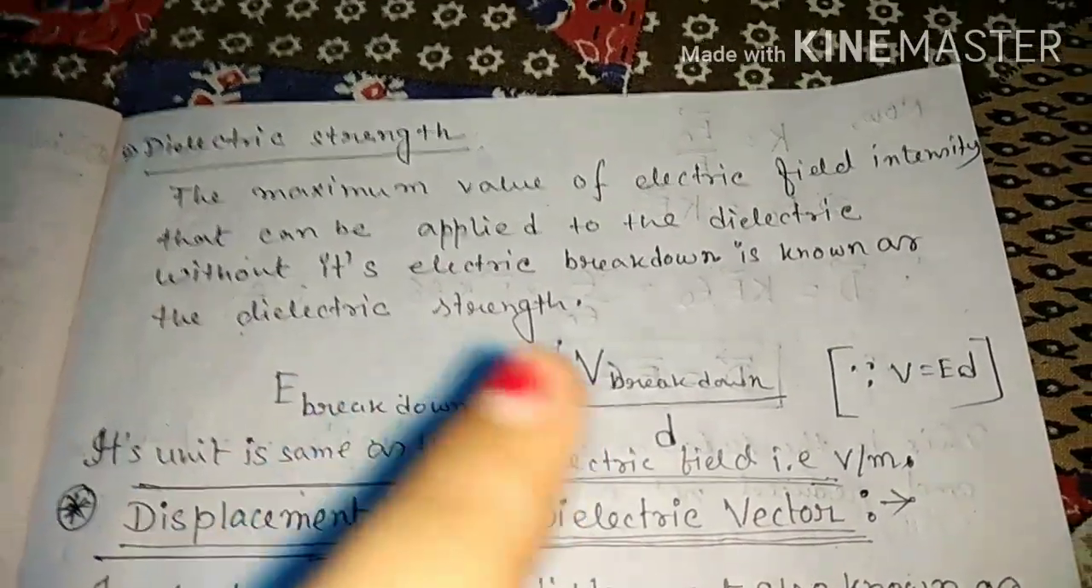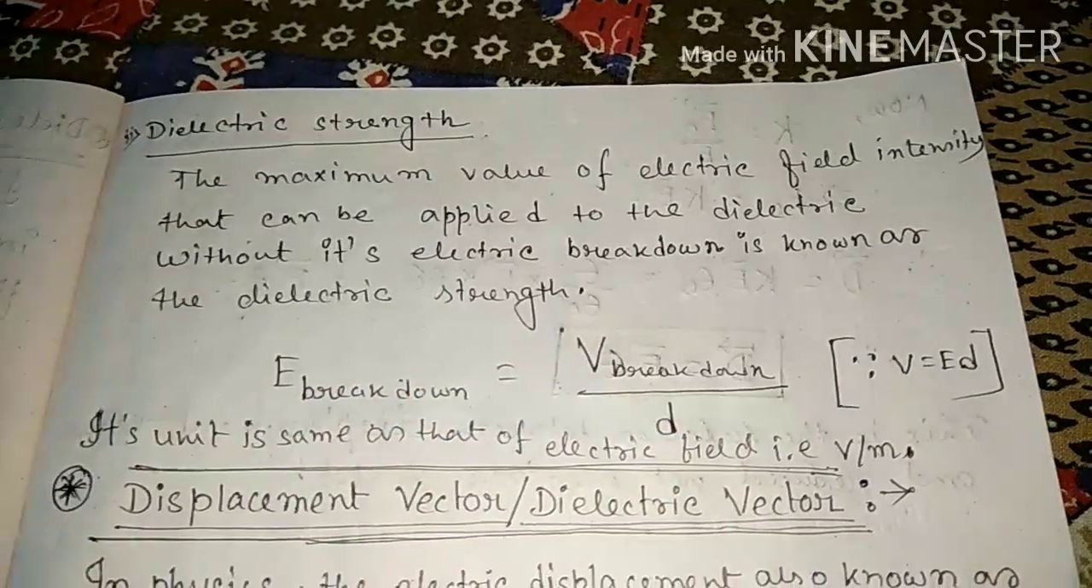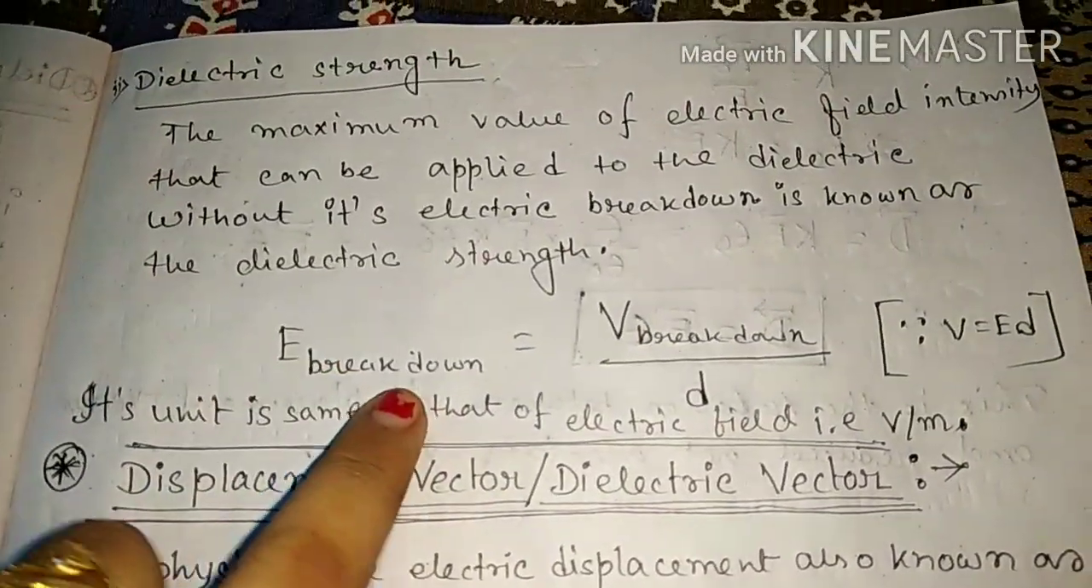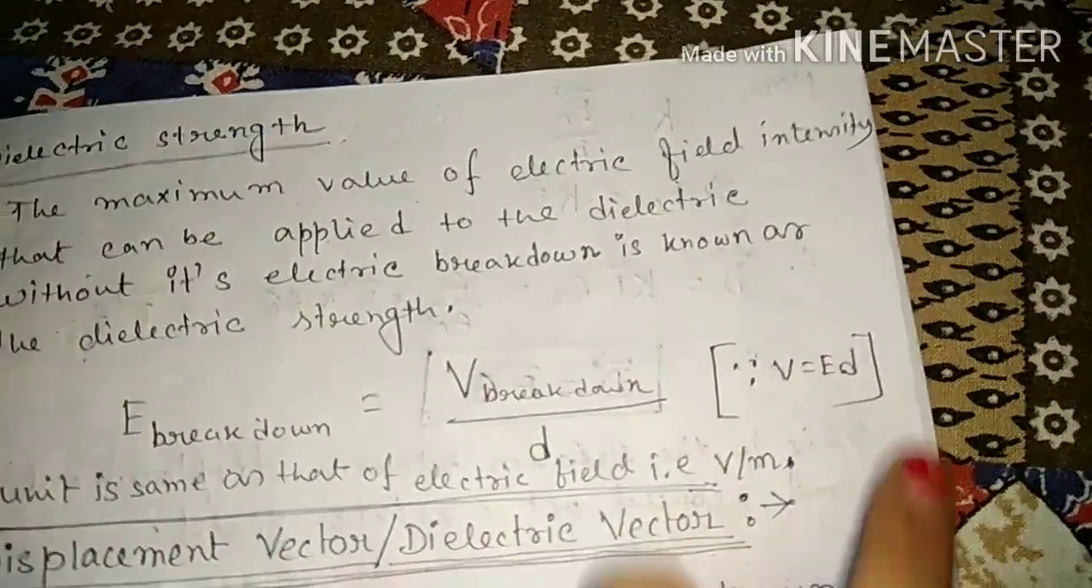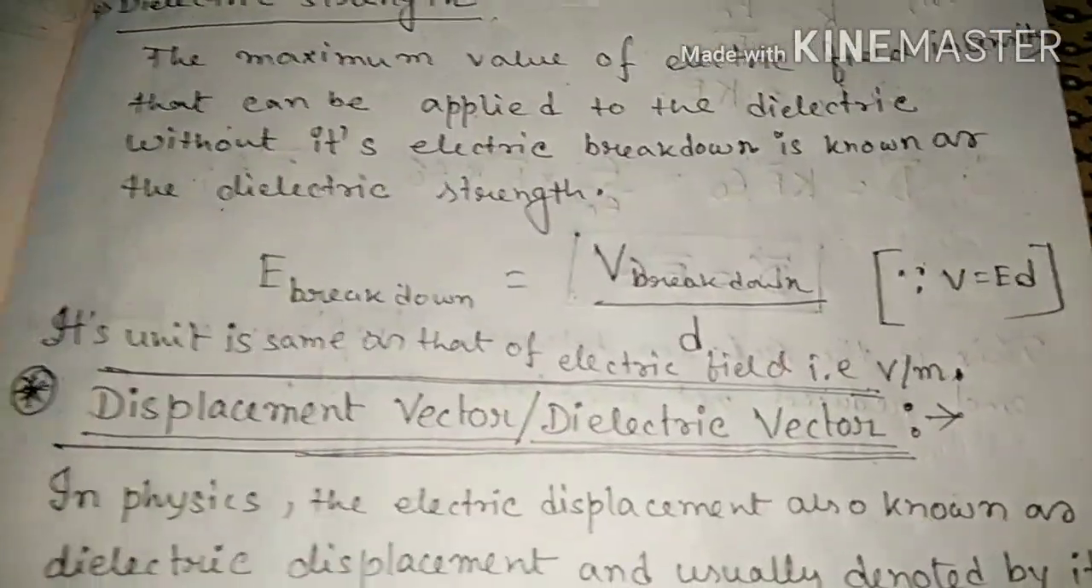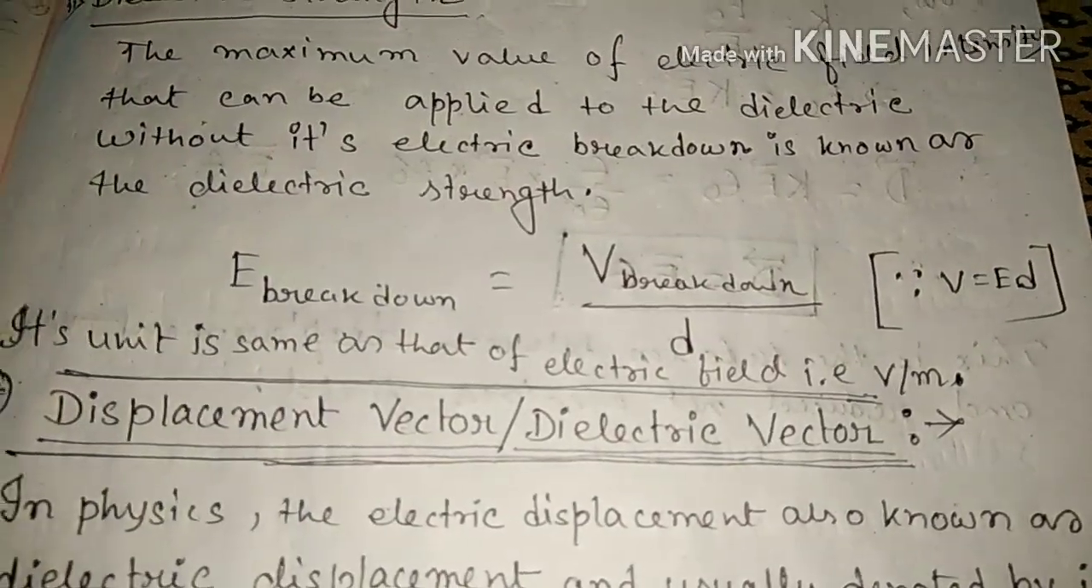So without its electric breakdown, it is known as the dielectric strength, and it is denoted by E breakdown equals potential V breakdown by d. From this expression, V equals E into d, and its unit is the same as the electric field, that is volt per meter.